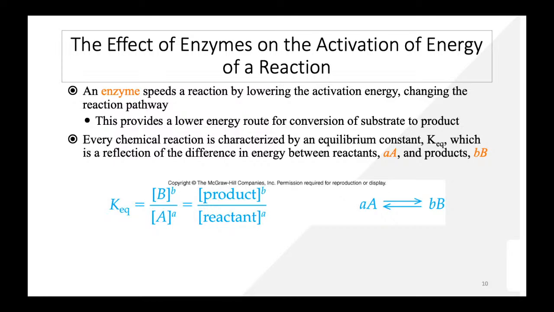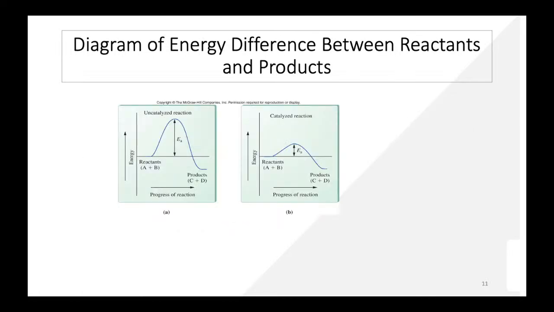Every chemical reaction is characterized by its equilibrium constant, which reflects the difference in energy between small a and small b. We have seen that this difference could be calculated by this formula. What we were discussing in my first lecture is how enzymes lower their activation energy. This diagram explains that. This is the reactant A plus B, this is the product C plus D, and this is the progress of reaction.